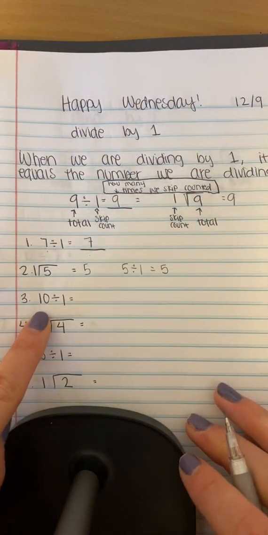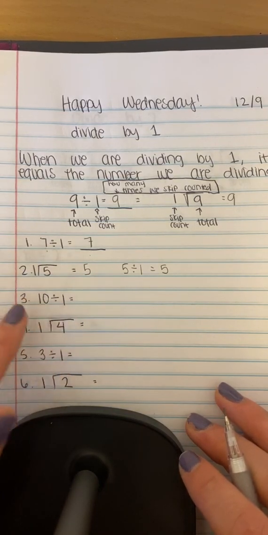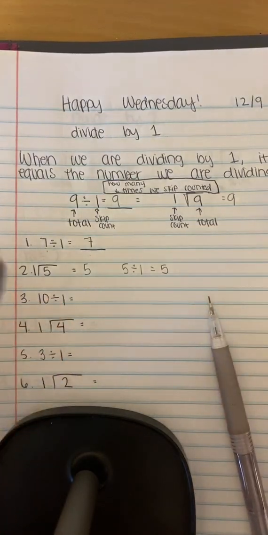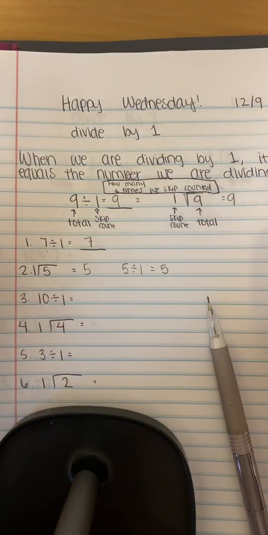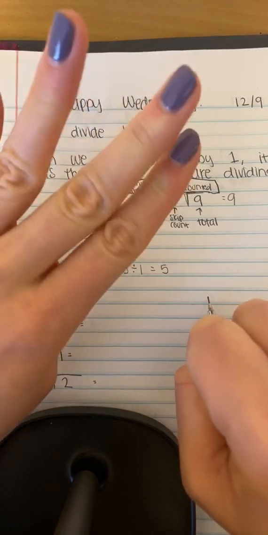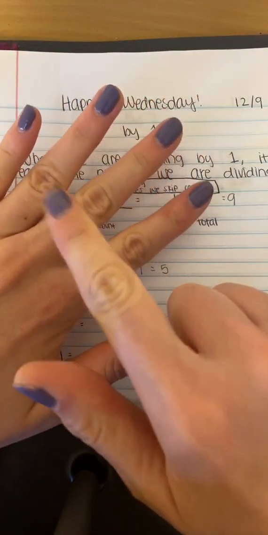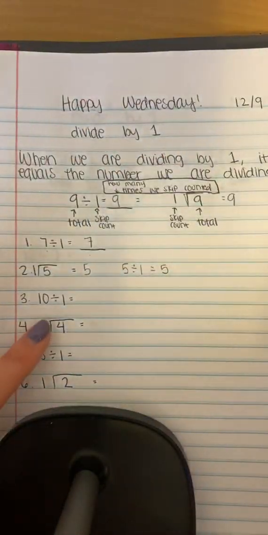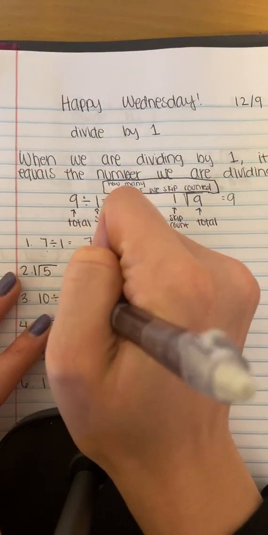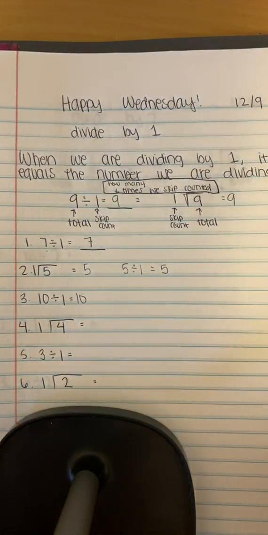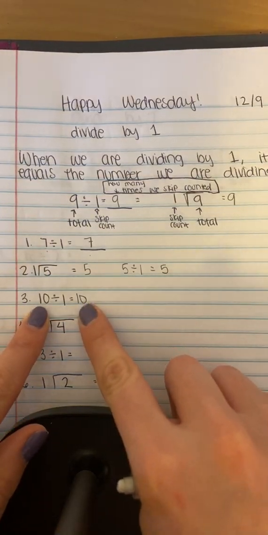So now I have my total, 10 divided by 1. So remember, this is my total, and this is what I'm skip counting by. So I'm going to skip count by my 1s to see when I get to 10. 1, 2, 3, 4, 5, 6, 7, 8, 9, 10. So it took me 10 fingers, and notice again, the same answer. So 1 does have a little rule that you can remember, and when we're dividing by 1, it equals the number we are dividing by.